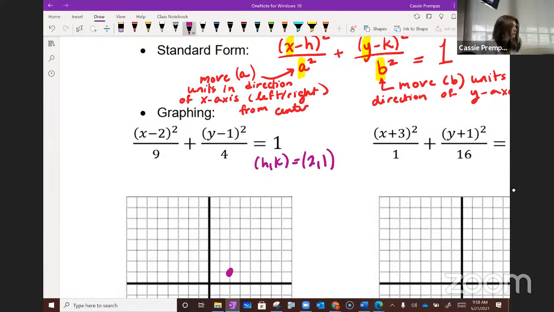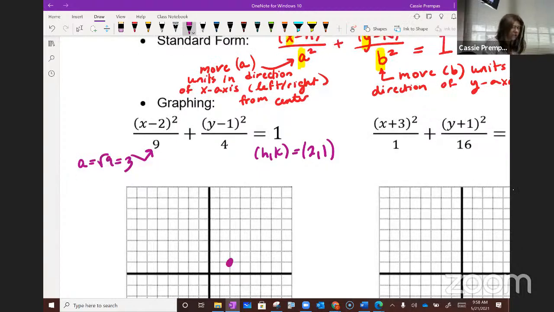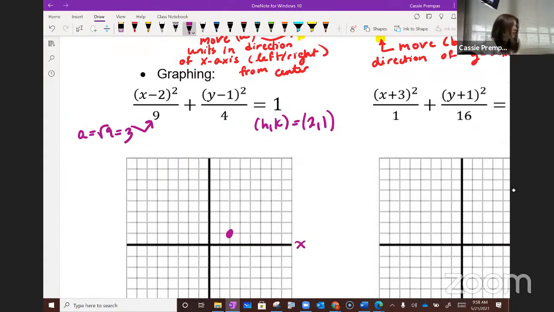There's my center. Now my A value is found underneath the X. It's not 9. What do I have to do to 9 to find the A value? Square root it, awesome. So I'm going to go 3 units along the X-axis from the center. So I'm going to go left and right. I'm going to go left 3 units, and then I'm going to go right 3 units.